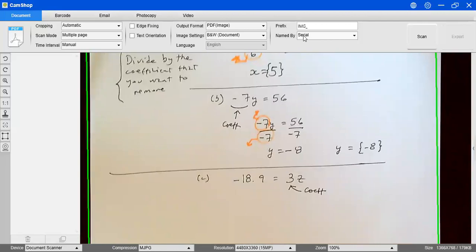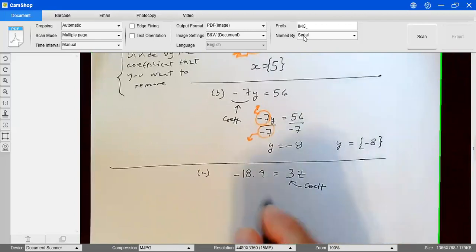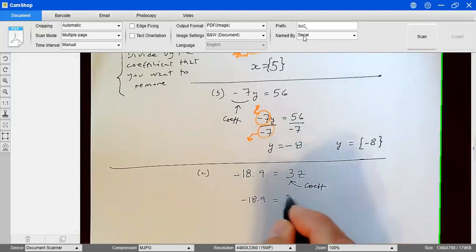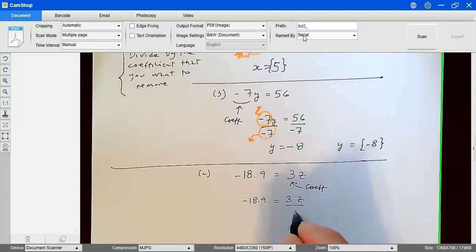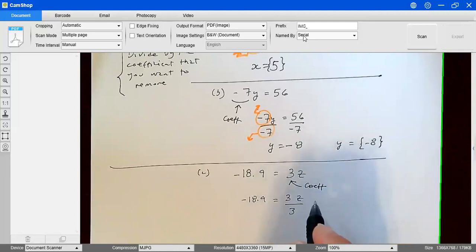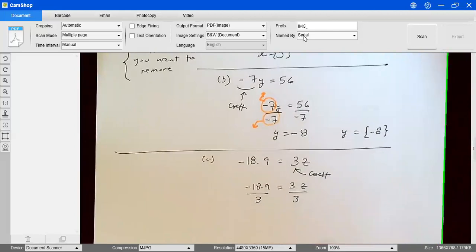So I need to apply the multiplication property. I have 3z. I need to remove only the 3. You don't divide by z. Some people also write 3z's. If you do that, you also remove the variable. So you divide by 3 on both sides of the equation.